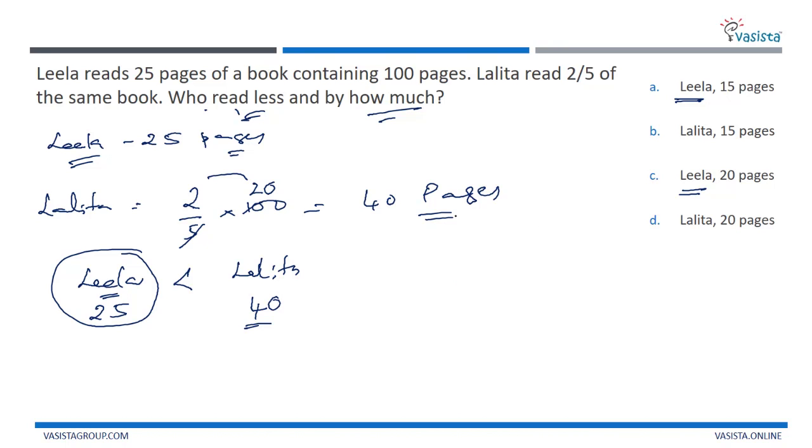Now the next question: by how much? So subtract this and this, find the difference. That is 40 minus 25, which is going to be 15 pages. So Leela read 15 pages less than Lalita. So the answer is Leela and 15 pages. This is the A. A is the answer.